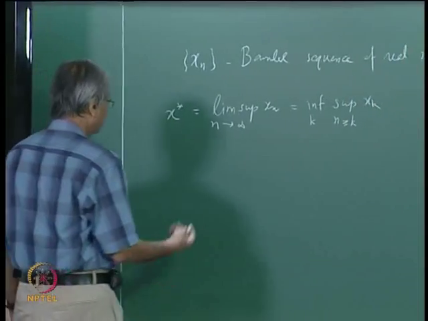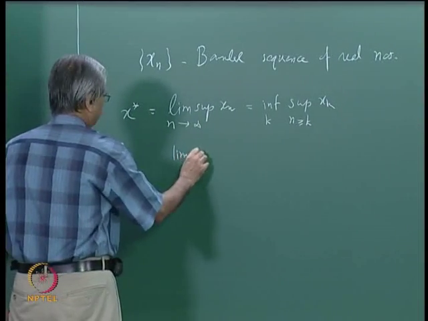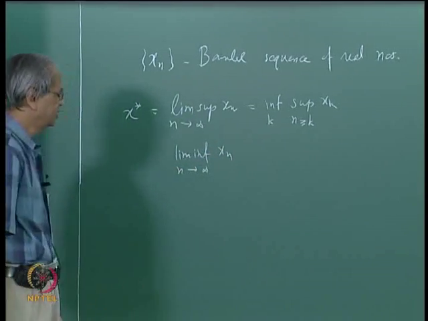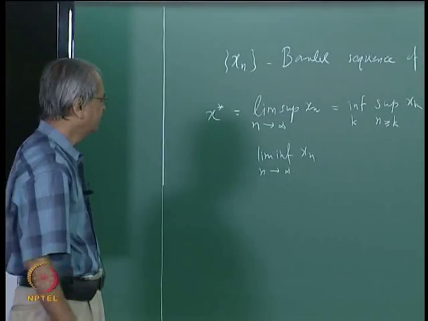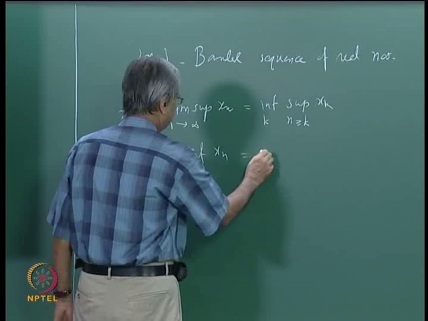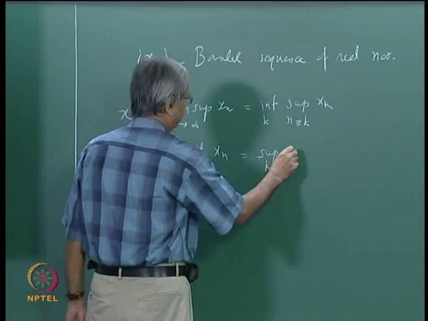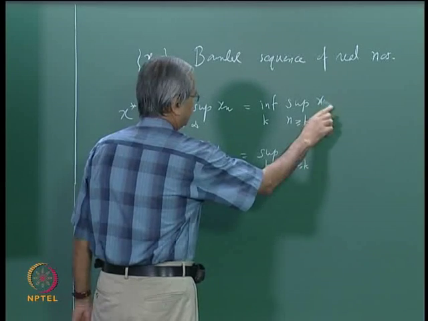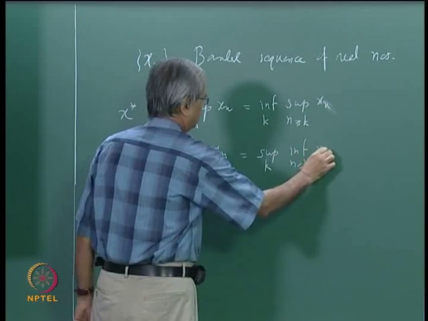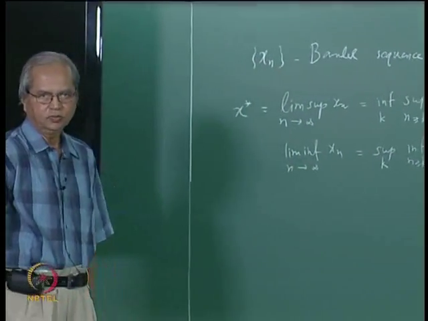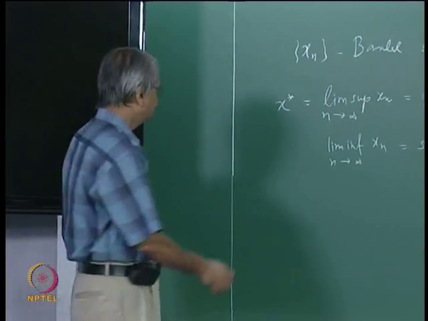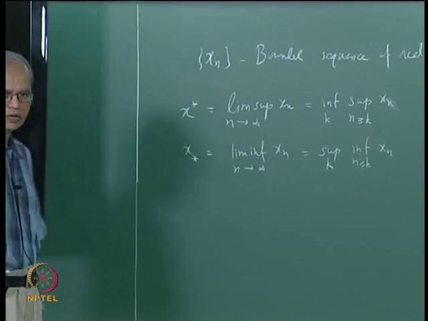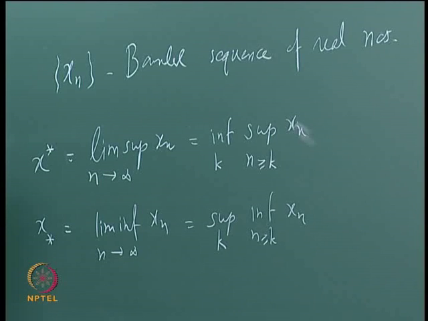And then we also define what is meant by limit inferior of xn as n tends to infinity. This is the standard notation lim inf, and there the roles are interchanged, that is, this is the supremum over k of the infimum over n bigger than or equal to k of xn. Let us denote this by x subscript star. This is Rudin's notation.